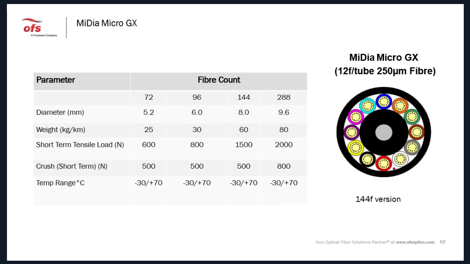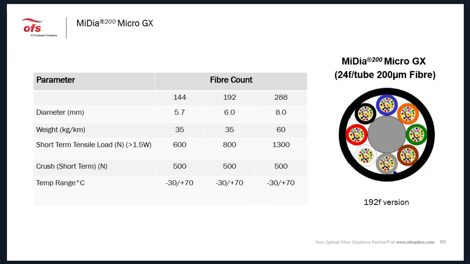Here's an example of Media Micro GX. Remember this number: you can make a 288 fiber cable in 9.6 millimeters if we use a 250 micron fiber. But if we use 200 micron fiber, you can keep the same number of fibers, 288, but we can do that in only 8 millimeters. So we gain 1.6 millimeters only by using 200 micron fiber instead of 250 micron, and this is very, very useful.